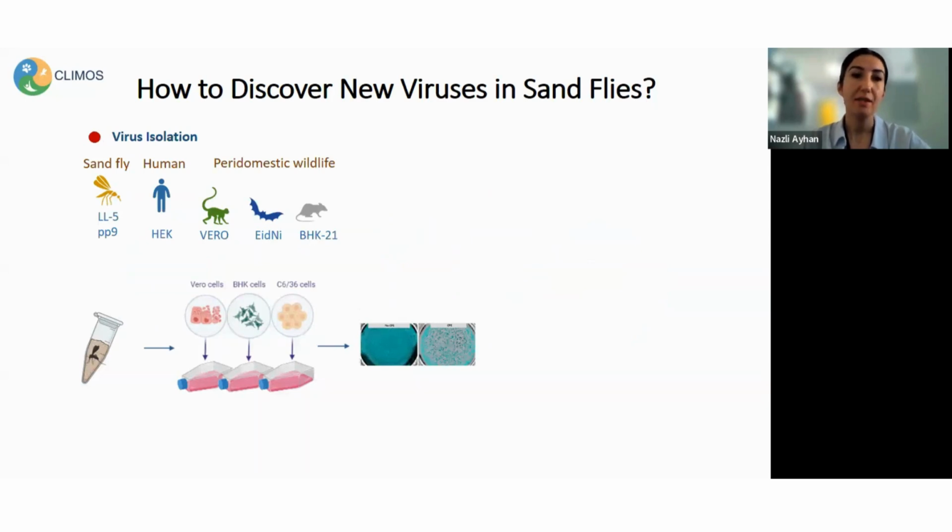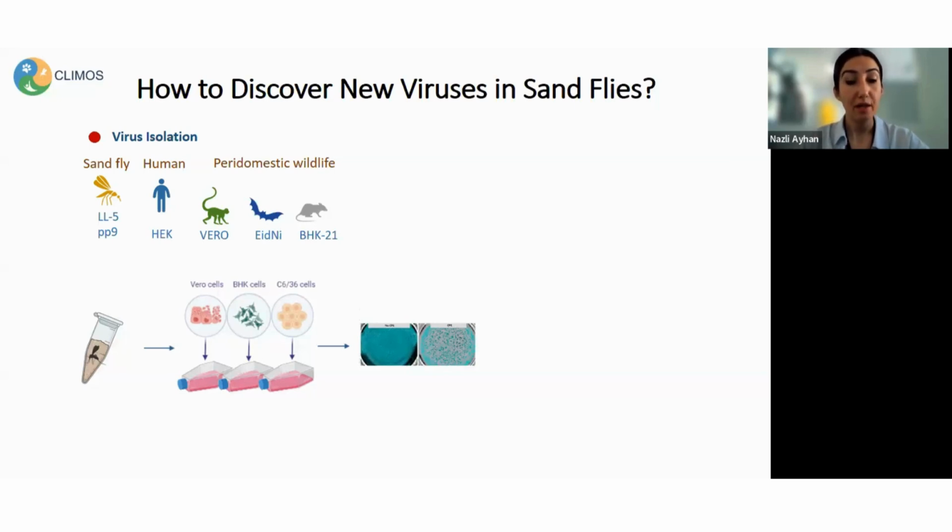One of the best tools is to isolate the virus, because if we isolate the virus, we can also do further analysis with the virus. How can we isolate the virus? We have different cell lines coming from different origins. We have Sandfly cell lines, human cell lines, and domestic and wildlife animal cell lines. So after homogenizing the Sandflies, we can take the supernatant and inoculate them on the different cell lines.